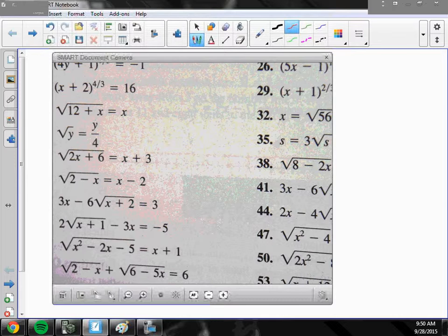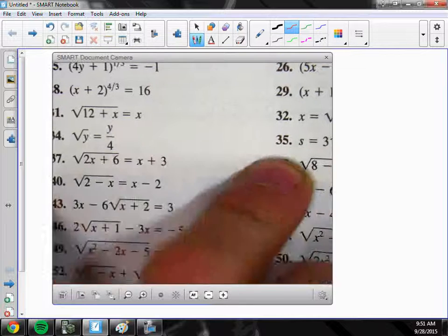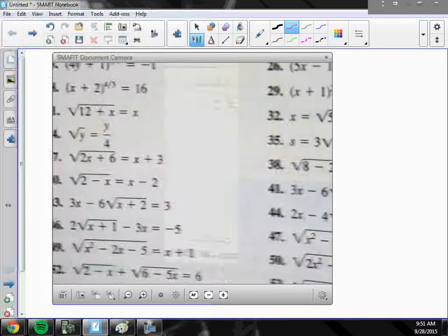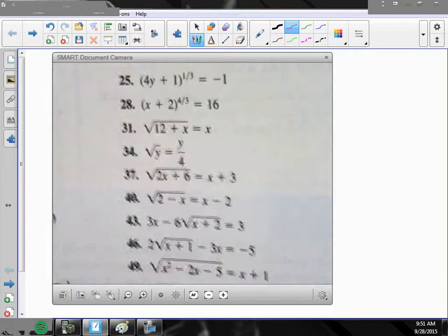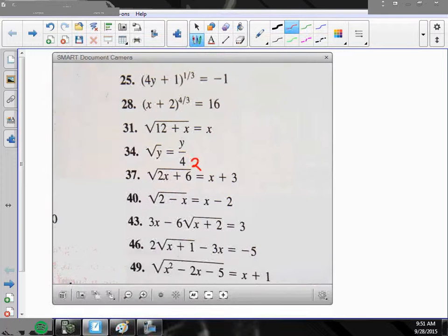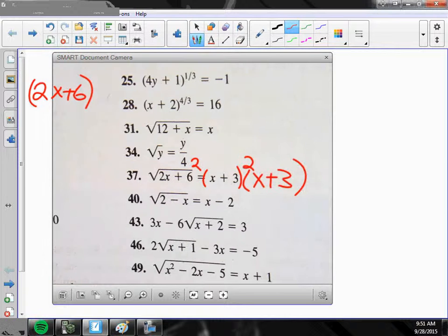33 you can do. 35 is the same. 37. We need to do 37. So, 37, I'm going to square this. How do you square x plus 3? So 2x plus 6, and this is, we need to distribute. Can you guys do that in your head? X squared plus 6x plus 9.